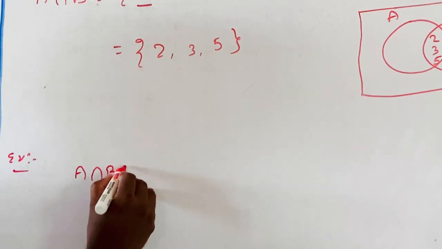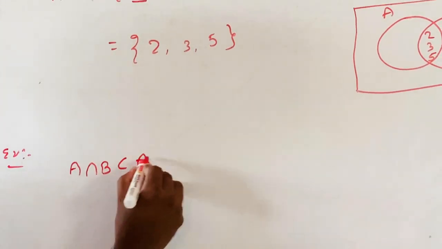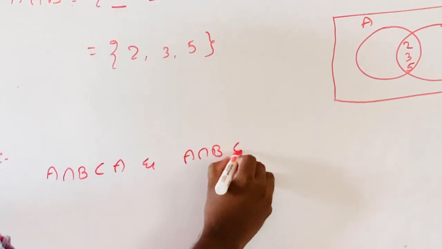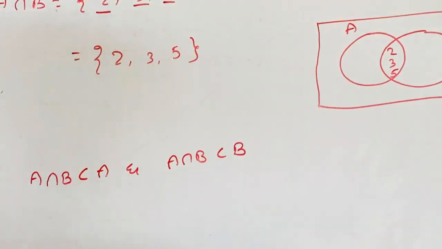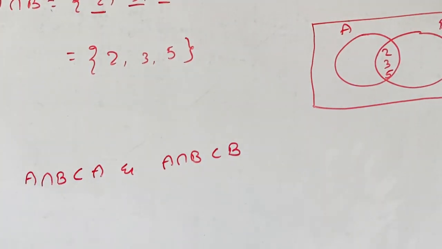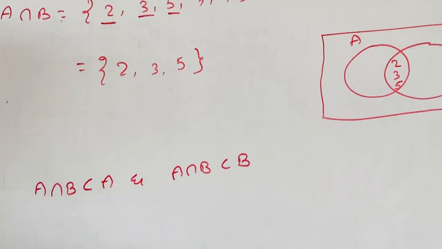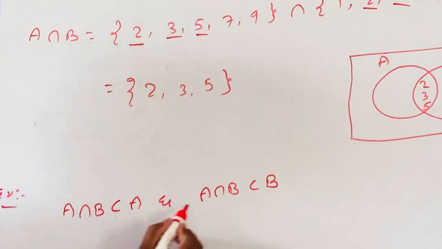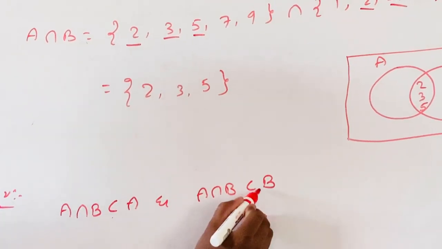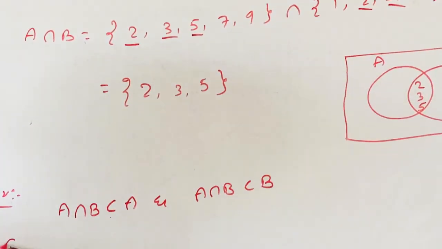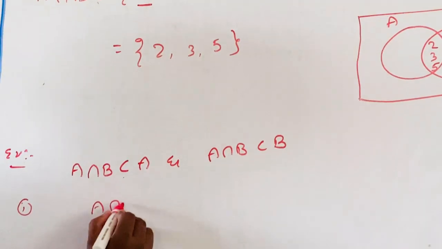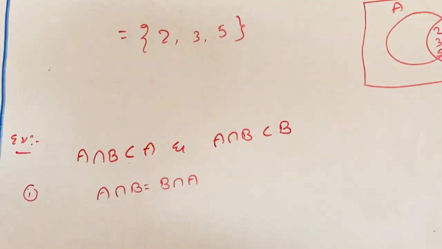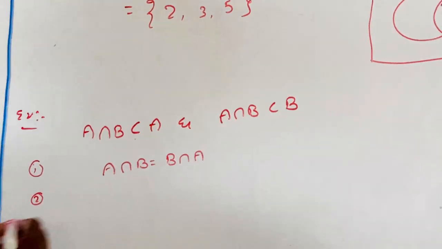A intersection B is always a subset of A, and A intersection B is a subset of B. From the above example and the other example, what is observed is that A intersection B is a subset of A and a subset of B. And also here A intersection B is equal to B intersection A. This property is always satisfied.